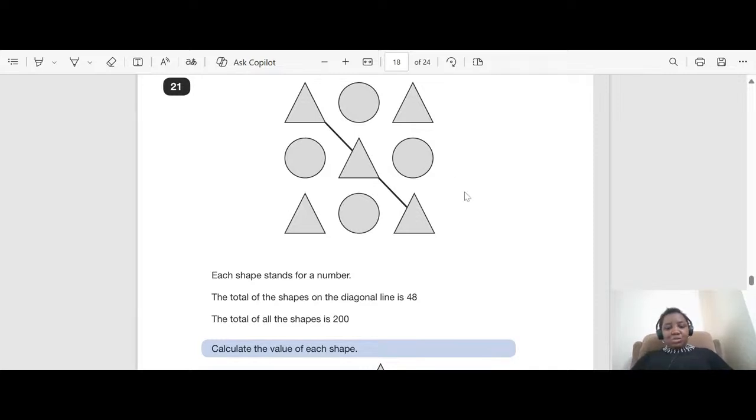So how many circles do I have? I have 4 circles. So my 4 circles give me 120. So each circle gives me 30. So my circle is equal to 30, while my triangle is equal to 16.